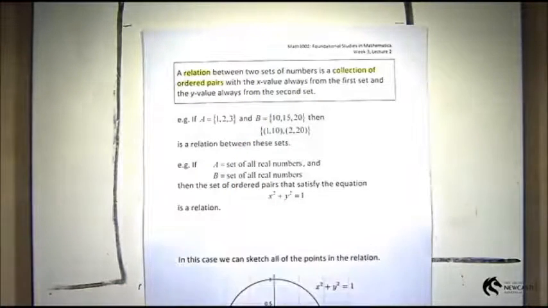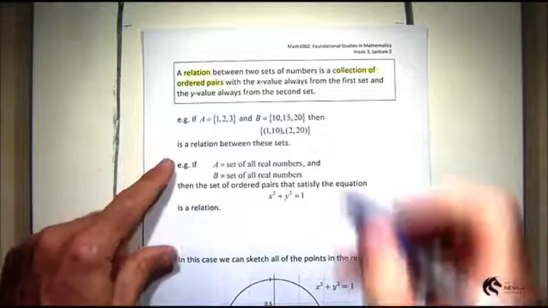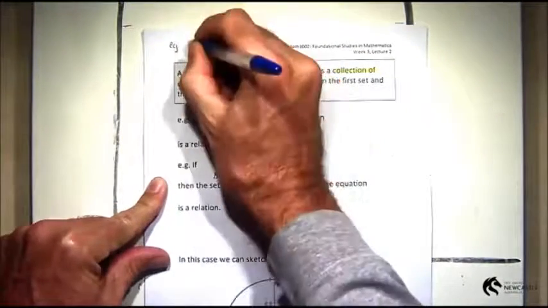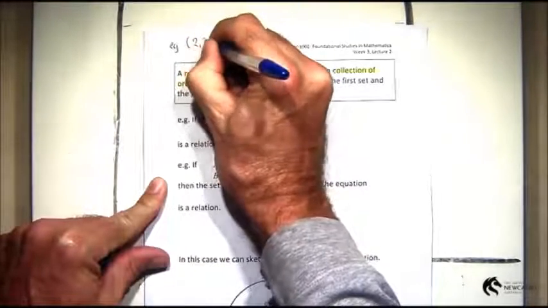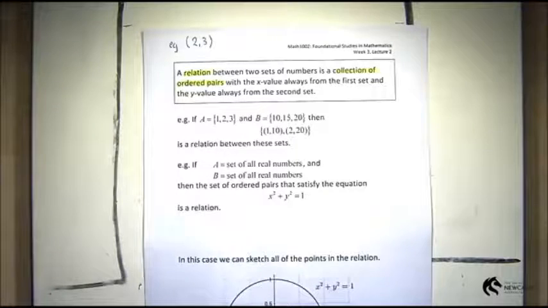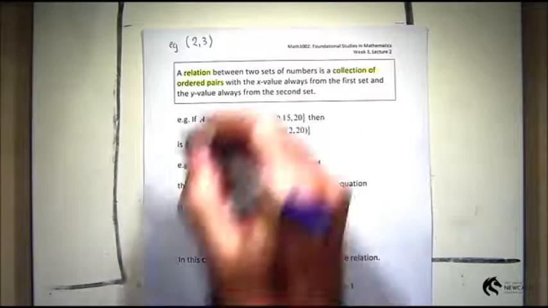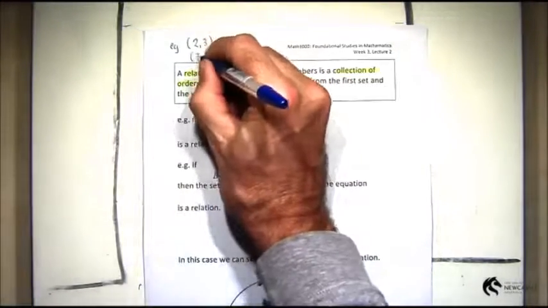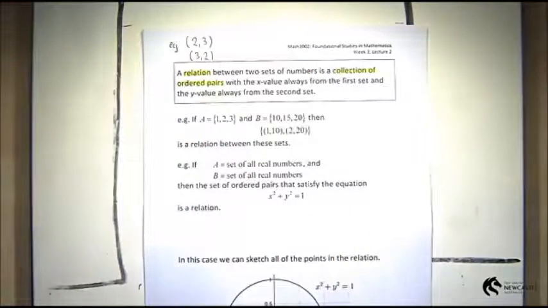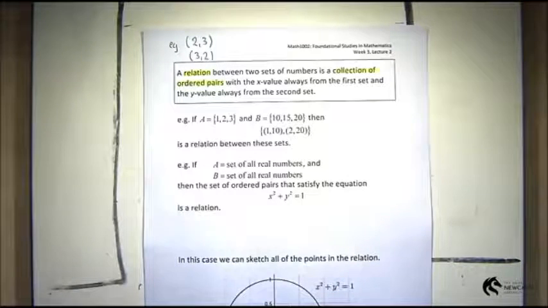So an ordered pair is something that you've seen many times before, but you may or may not have called it an ordered pair. Something like 2, 3 is an ordered pair. It's a pair because there's two numbers, and it's ordered because 2, 3 is different to 3, 2. The order in which I write them is important. Hence, it's an ordered pair.